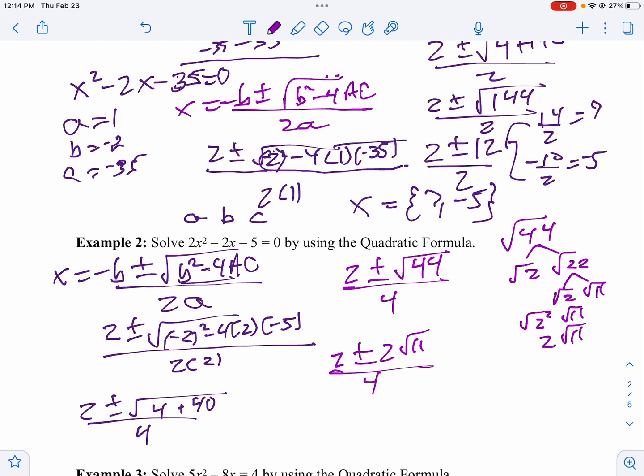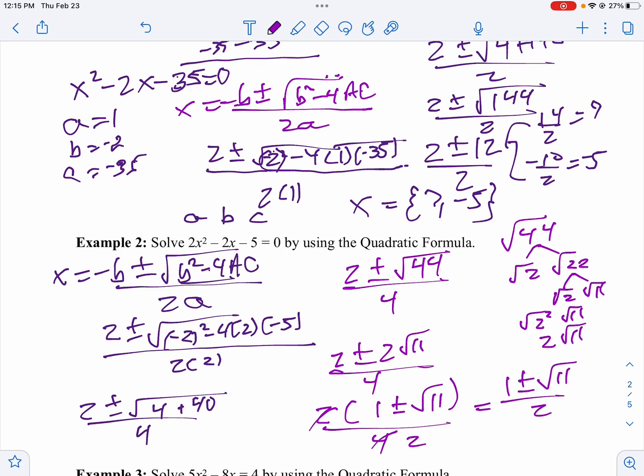Now, I can simplify that a little bit because notice we can factor a 2 out. So I'll go 2 parentheses 1 plus or minus the square root of 11 all over 4. And 2 goes into 4 twice. So in other words, my answer is 1 plus or minus the square root of 11 all over 2. That's the exact answer. And it's fine to do the exact answer. If they want the exact answer, that's what I want. Or you can use your calculator and take 1 plus or minus the square root of 11 over 2.